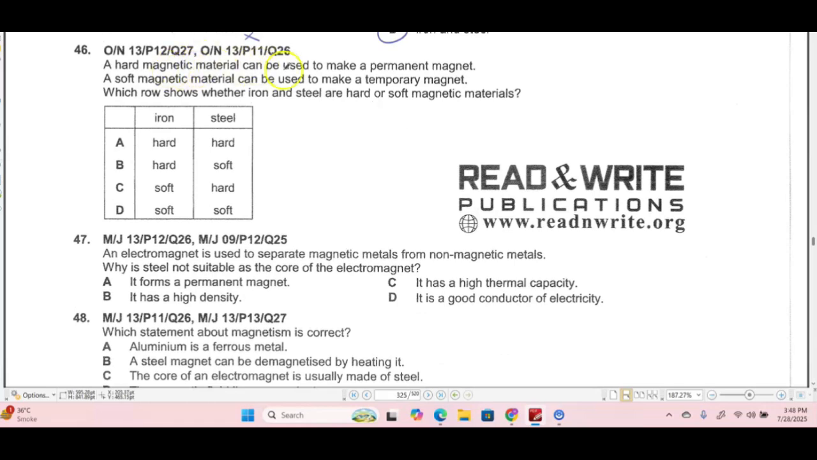46. A hard magnetic material can be used to make a permanent magnet. A soft magnetic material can be used to make a temporary magnet. Which row shows whether iron and steel are hard or soft magnetic materials? Iron is soft, steel is hard. So iron is soft and steel is hard. C is our correct option.